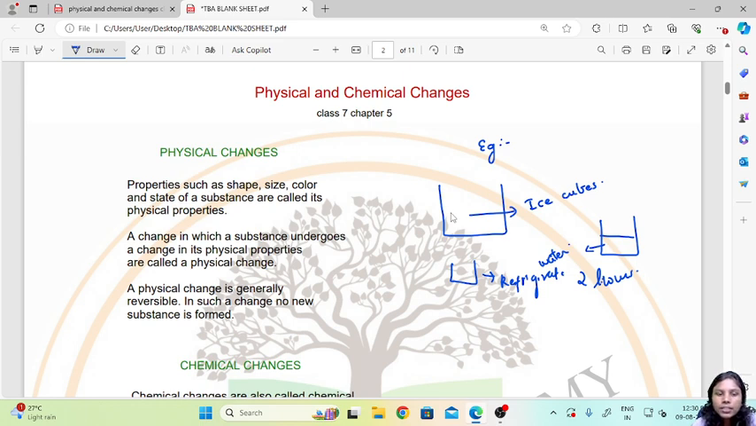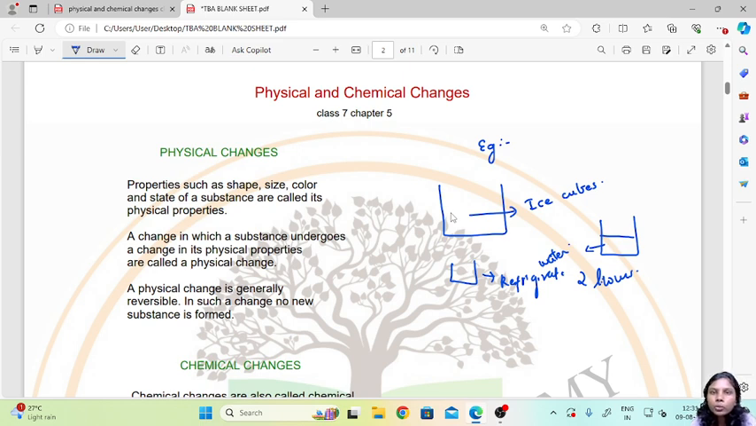So properties such as shape, size, color and state of a substance are called its physical properties. Physical properties are the properties that we can visually see. Say now shape. If I have a paper and I decide to crumple it up, then its shape is changing. First it was an open sheet, right? Then if I crumple it up, it will turn into a ball or any other shape. So that is one.